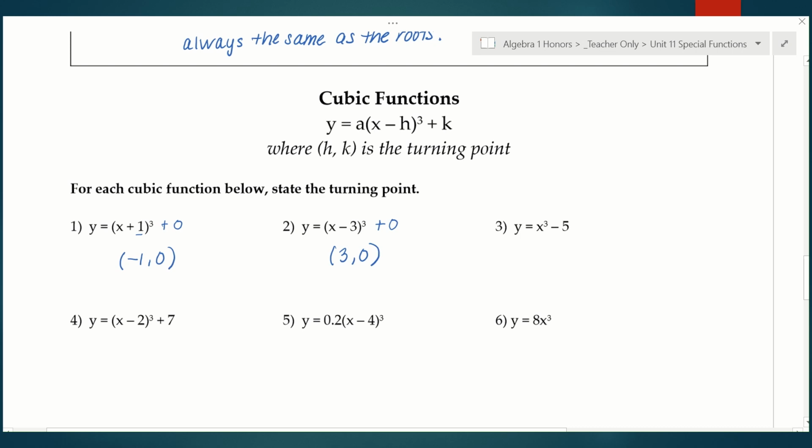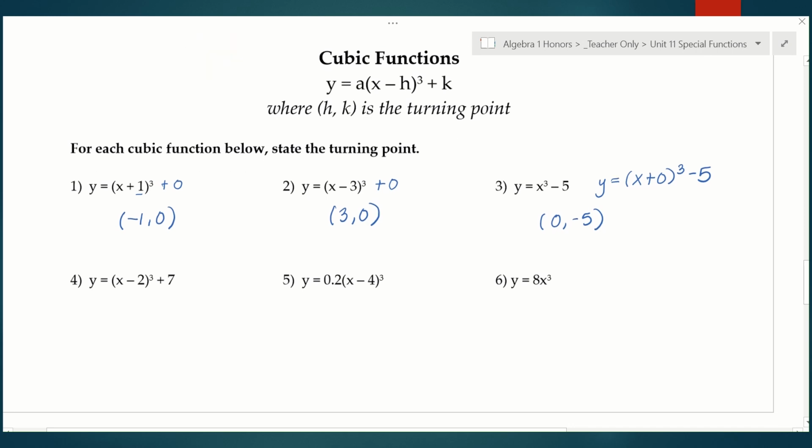Number 3, what's missing here is our h. So if I had rewritten this in this form, this is what it would have looked like. They just didn't need the plus 0, so they didn't write it. So here, our turning point would have been (0, negative 5). Okay. Next one's a little bit more obvious because it has both the h and the k. So this would turn into (2, 7) as our turning point. Number 5 is missing the k, which means it must have been 0. So this is (4, 0).